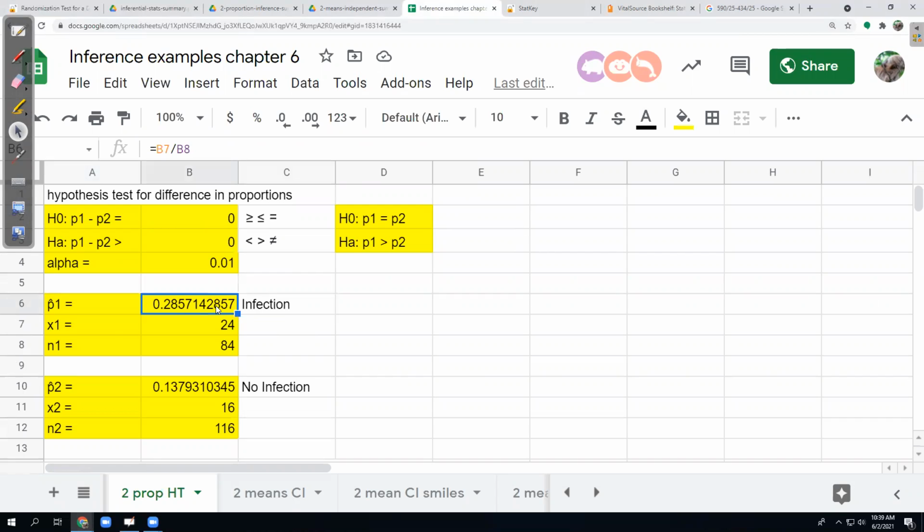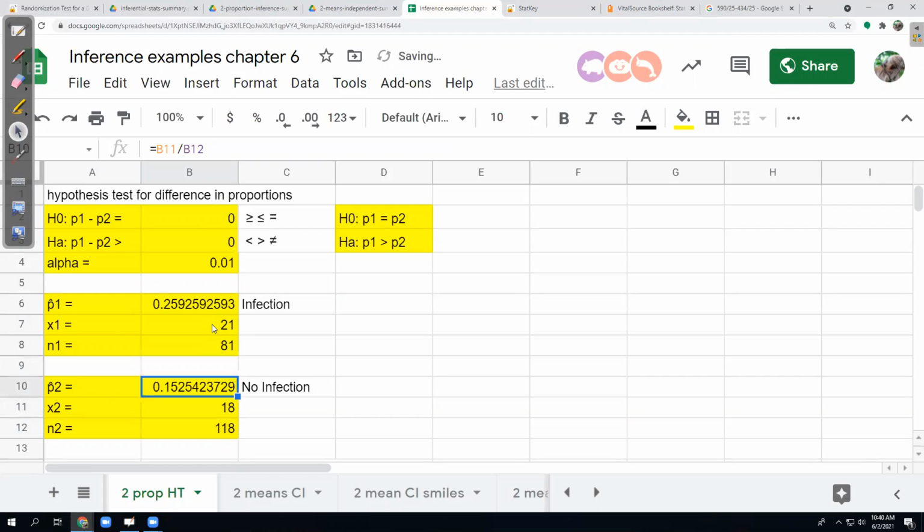All right, so here I was calculating the p hats based on the x1 and the n1, which was given in my table. So from my table, the infection row said that 21 died out of 81. So that gives me about 26% of them died right there. And then the p2 is my no infection people, and 18 out of 118 died. So the yellow parts are the parts I need to alter.